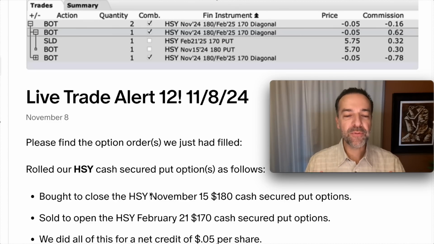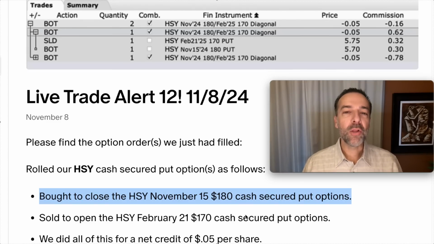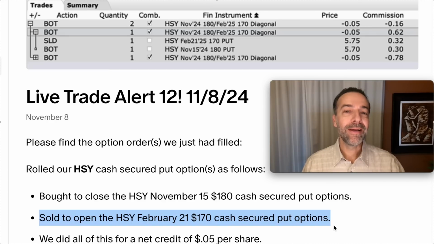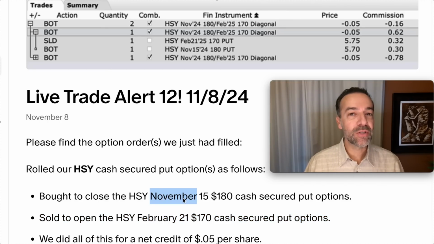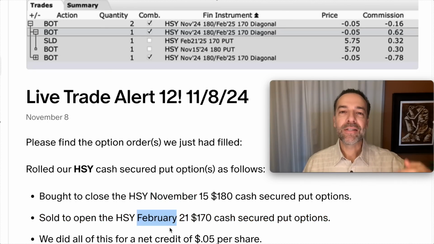Here's an example of an option position that I rolled several weeks ago. Although I did this in one order, there were 2 pieces to this order. First, you see here that I bought to close the Hershey November 15th 180 put option. In order to roll it, notice in the line below that I sold to open the Hershey February 21st 170 cash secure put option. So I bought the November option back to close it out, and I sold the February option to keep this position going.